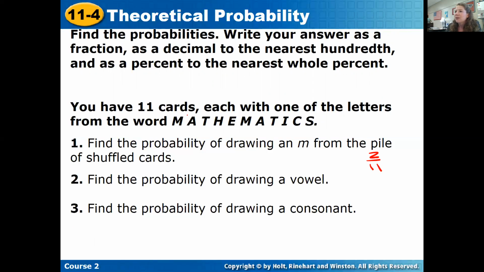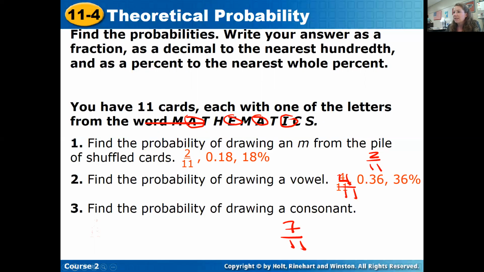What about vowels? A, E, I, O, U, A, E, and I. So I have 1, 2, 3, 4 out of 11. And if it's not a vowel, it's a consonant, right? So that'd be 1, 2, 3, 4, 5, 6, 7. 7 consonants out of 11. Oh, it did it for us. 36%. And finally, 64%.